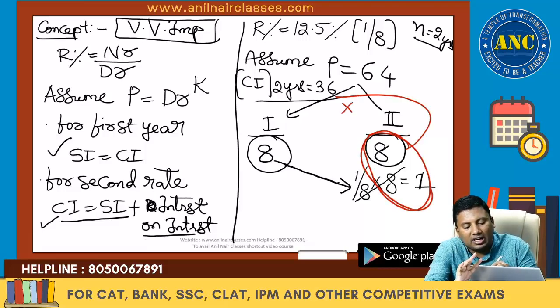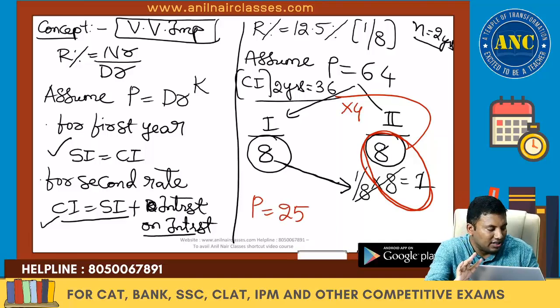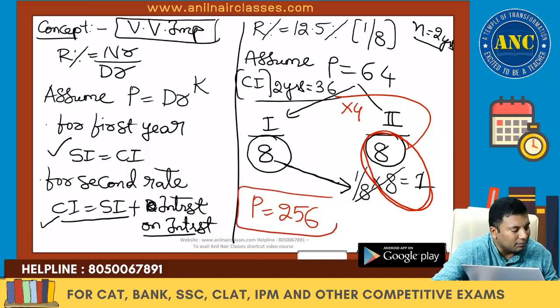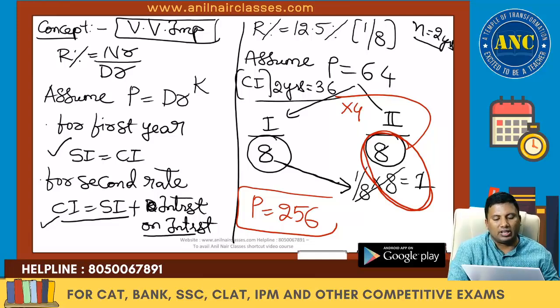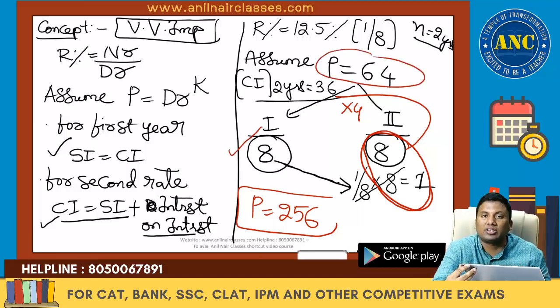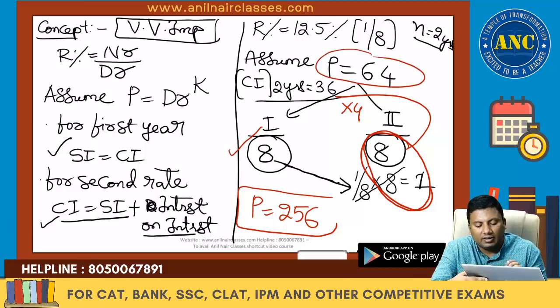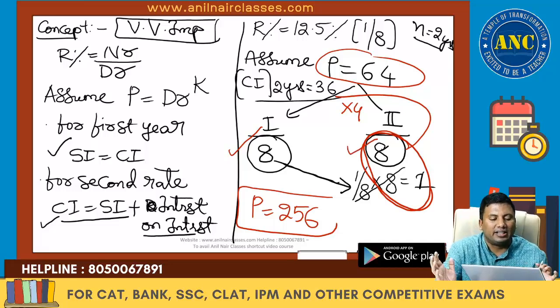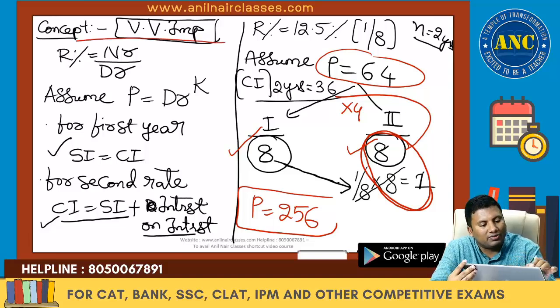9 4s are 36. 64 4s are 256. Some of you who said 256 are right. Some of you who said 192 may have made a calculation mistake. I hope it is clear. Principal is 64. First year SI is 1/8 of 64, which is 8. Second year it is 1/8 of 64. 1/8 of 8 is 1. Please make a note of this concept.